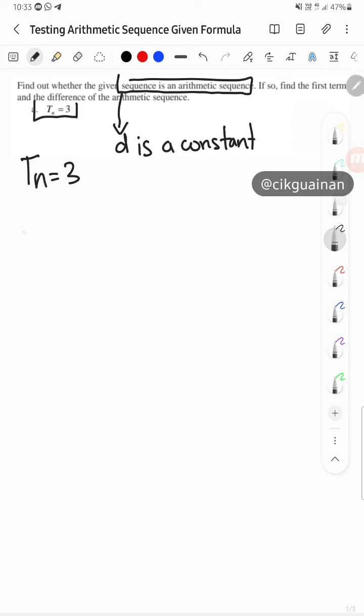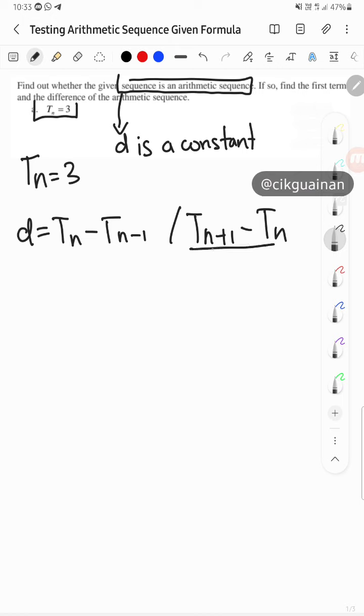What is the formula for common difference? D equals Tn minus Tn minus 1, or Tn plus 1 minus Tn. You can choose whichever one you want. However, in this example, I'm going to use this formula. We have Tn already over here, but we don't have Tn minus 1, and we are going to generate this from the given Tn.